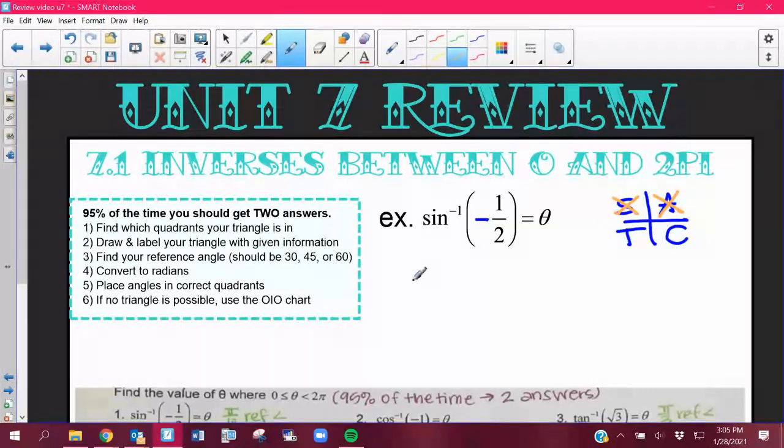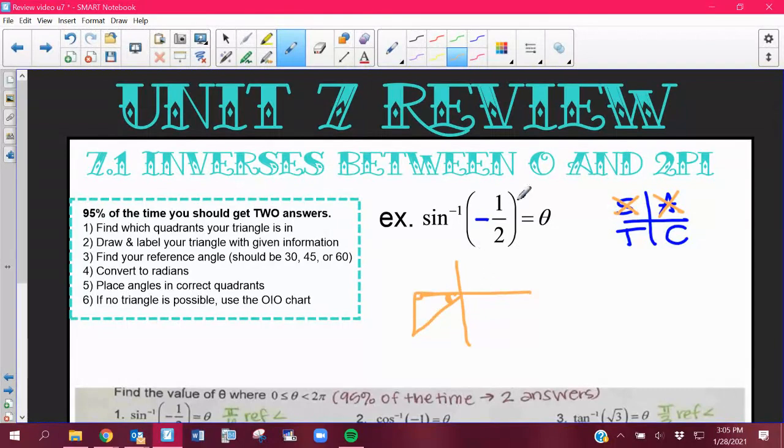So now I'm going to draw and label my triangle with what was given to me in the problem. So, wow, that was a work of art. Okay. This is my triangle in quadrant 3. Again, your angle is always going to be the one with the x-axis, always with the x-axis.